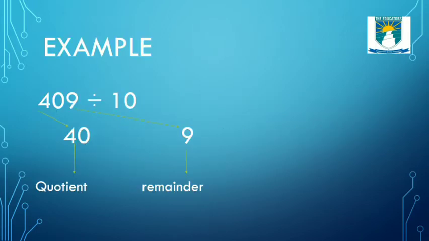For example, I am going to divide 409 by 10. The 9 is the extreme right number. 9 is my remainder. The numbers on the left, 4 and 0. 40 is my quotient.